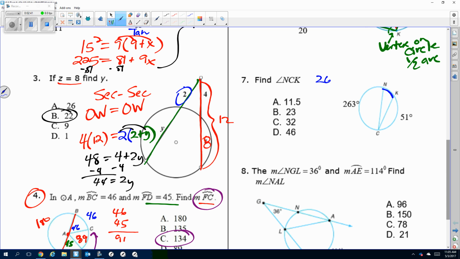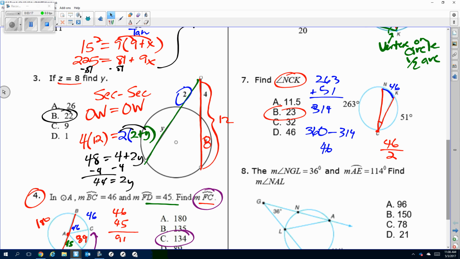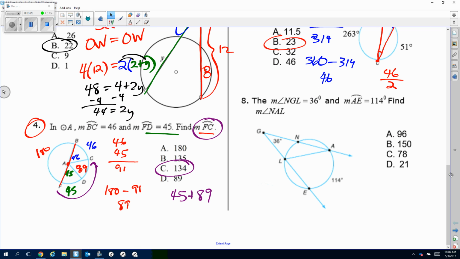And then most of you did a real good job of, so you added your 263 and your 51, and you got 314. And then most of you said 360 because you knew the whole circle was 360 minus 314, and you got to 46, which is correct, but that 46 is just the arc. The question is asking you to find the angle NCK. So again, the vertex is on the circle, so you forgot the second step. You have to take half. So that is 23.